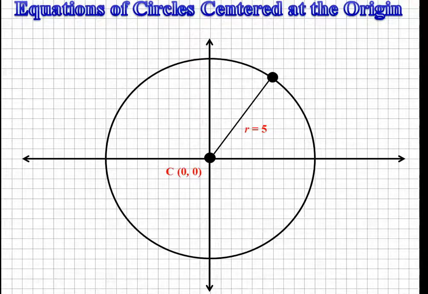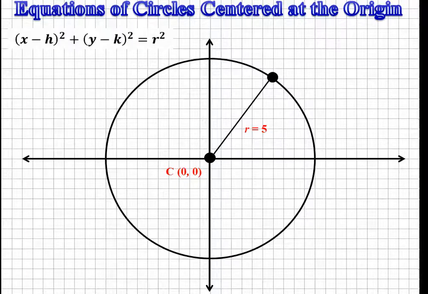One more concept that we're going to go over here: equations of circles centered at the origin. If it's centered at the origin of a coordinate plane, it's going to be a special case because h and k are both 0. So the equation of the circle simplifies to x squared plus y squared equals r squared. And I'm going to show you how that happens.